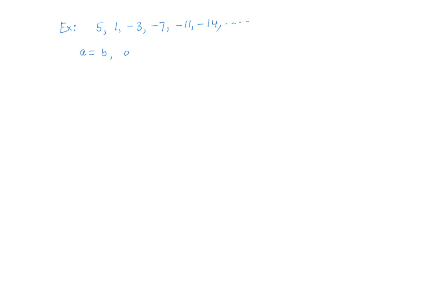And D is -3. How do you find D? Take the second term and subtract the first term from that. Or take any two consecutive terms, subtract the first term from the second term. So I take -7 and -3. -7 is the later term. From that, you subtract -3.